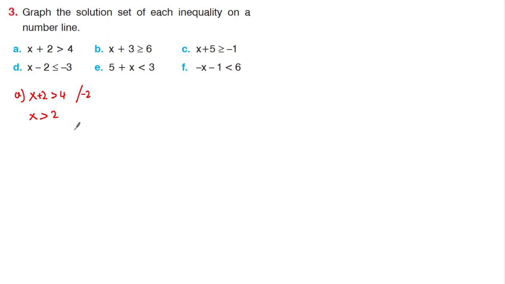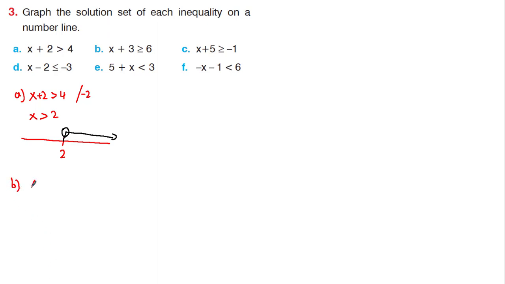This solution represented on the number line. Let's draw the number line first. What do we have? The number 2 is here, and the solution is all x greater than 2. Well, it's not including 2, so it will be an empty circle. Under b, we have x plus 3.